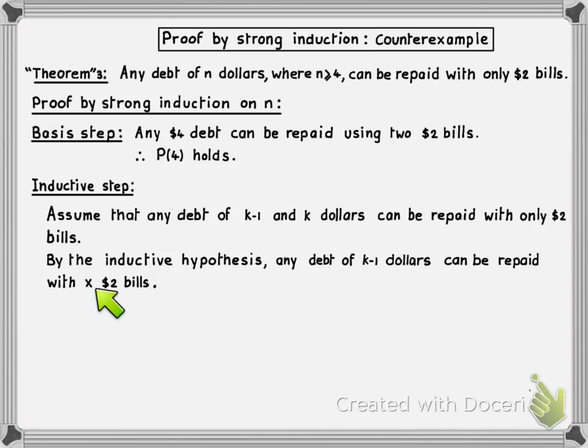Well, if these x $2 bills amount to a total of k minus $1, then we can just add one more $2 bill to total k plus 1. So any debt of k plus $1 then can be repaid with exactly x plus 1 $2 bills. In other words, we just proved P of k plus 1. And that concludes the proof of the inductive step, which, together with the basis step, proves this theorem.